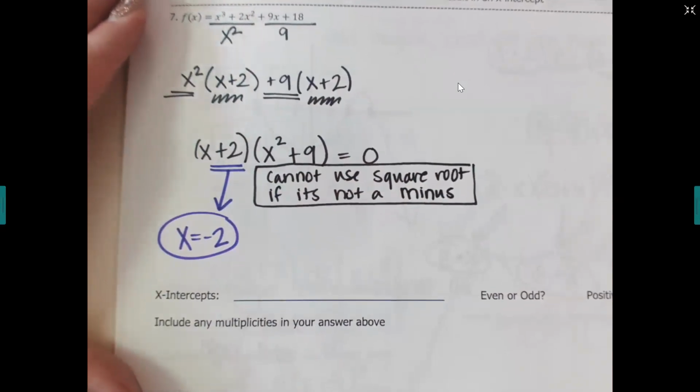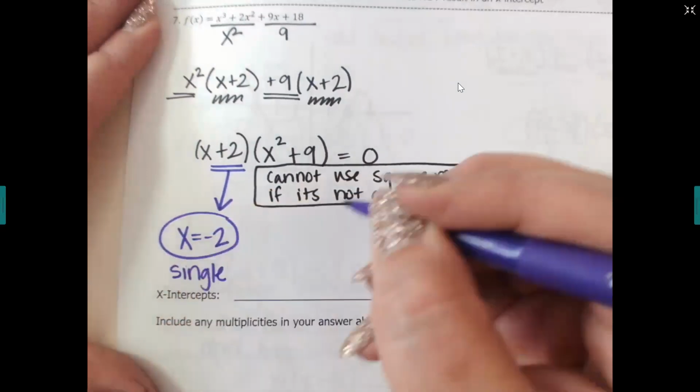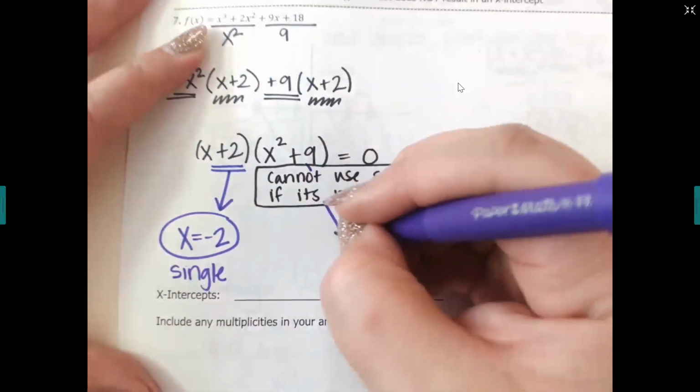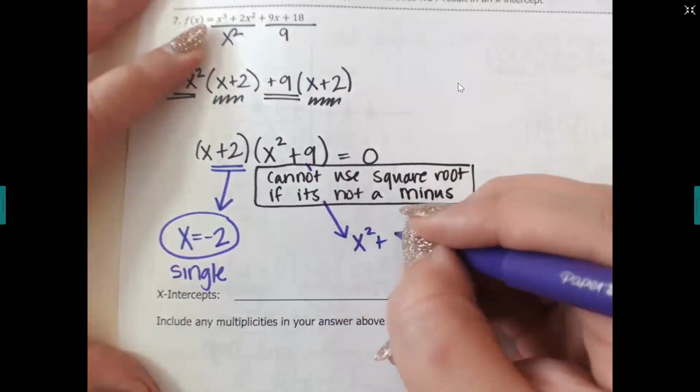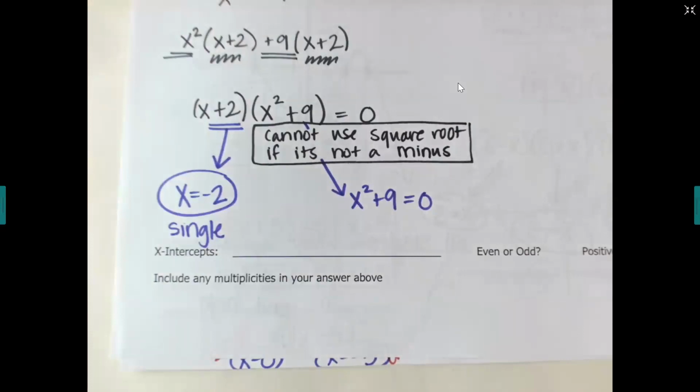It's a single, because it doesn't have a squared on it, right? So this is a single root. Okay, now let's do this one, but we're gonna have to set it equal to 0 by hand, because I can't split it up because it's not that type where it's a subtract in the middle. How will I get rid of the plus sign?